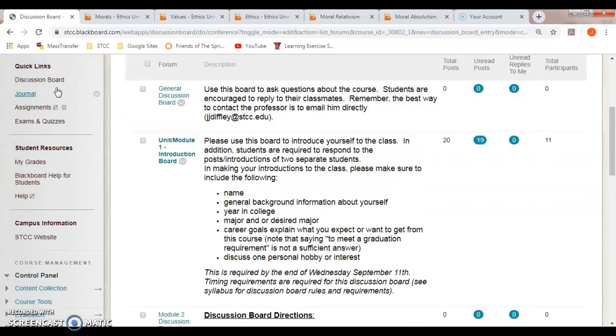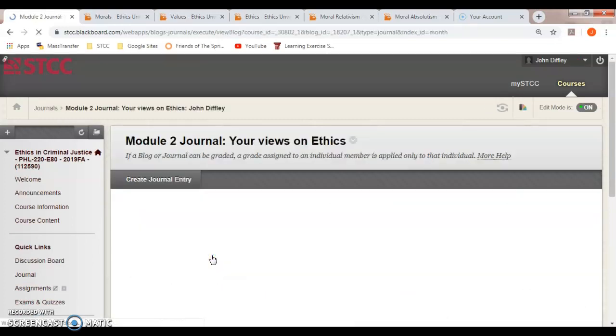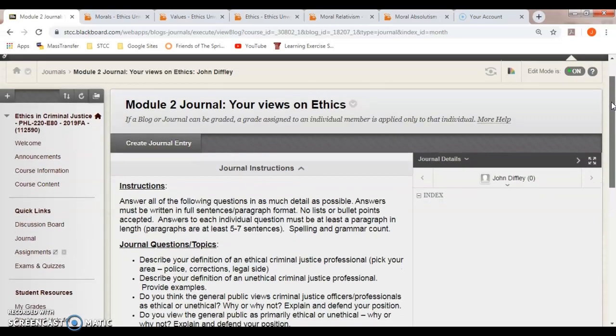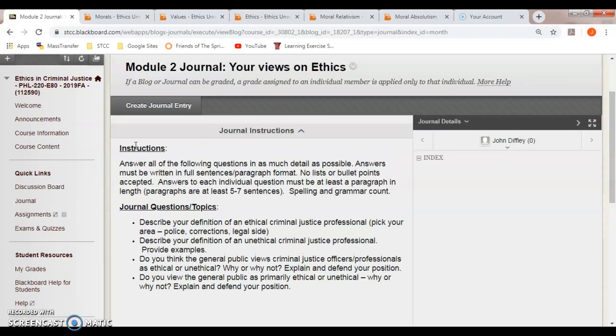And then you have the journals. The journals are a little bit more private. Again, this will become available in a bit. And it's your view on ethics is what I'm going for here. So what happens is once you click on it, you'll come to this. And it'll give you the instructions and the journal question topics. As you can see, instructions, journal question topics. And to create a journal, you just click on create a journal entry.